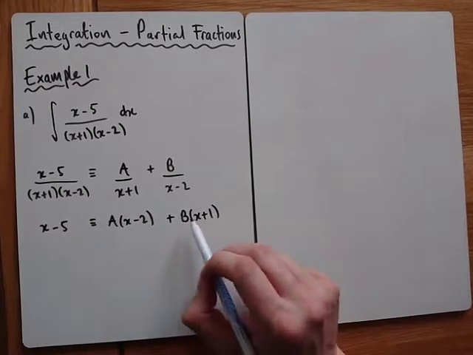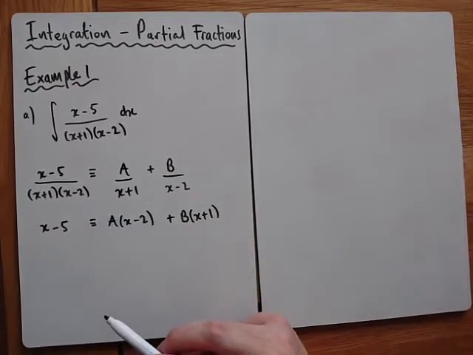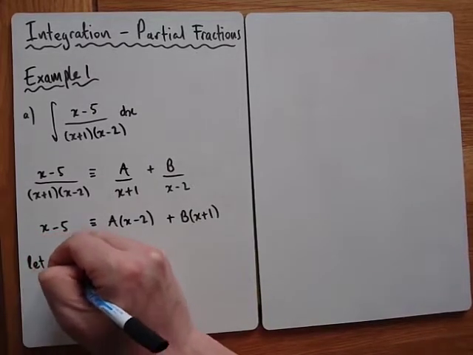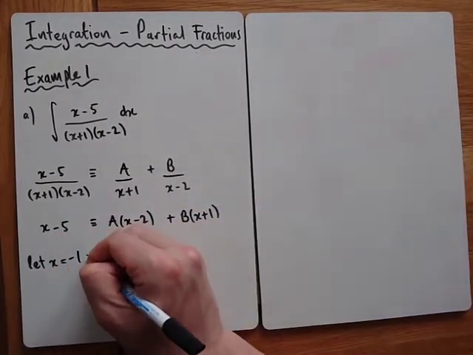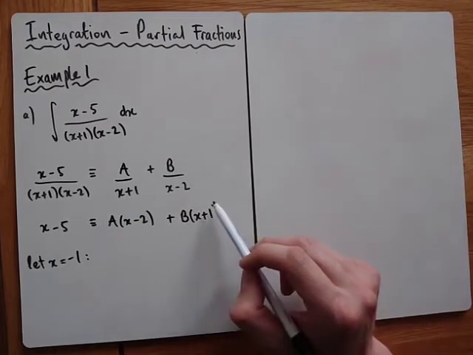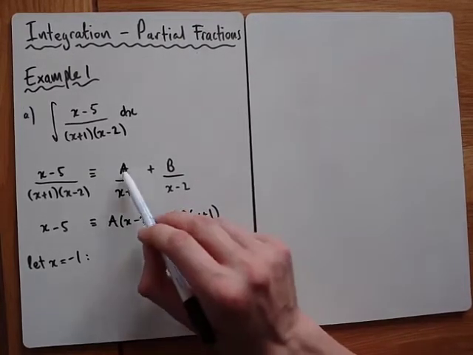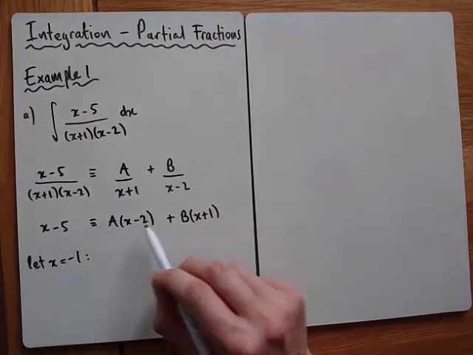So this works for any value of x. Now you just need to look at it and pick a suitable number to sub in. I'm going to let x equal minus 1, because if I substitute minus 1 in, that bracket there would become 0. So that disappears, and if that bracket disappears, you can figure out what a is. Remember, all we're trying to do now is figure out what a and b are. So if we let x equal minus 1, let's substitute it in.